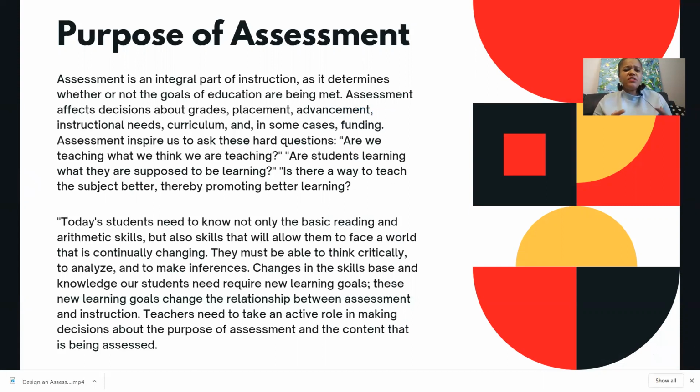Assessment also inspires us to ask the hard questions. Are we teaching what we think we are teaching? And that question is very important, because many times we as teachers are standing in front of a board and we are teaching our hearts out. We're going through all of the information. We have given it to our students. We have said it over and over again. And then we give a quiz and it was like they weren't even in the class.